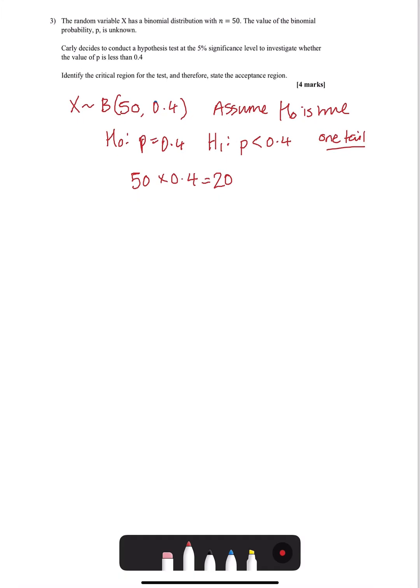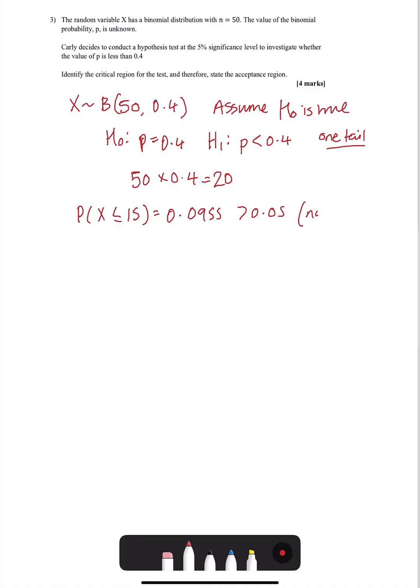So we want to find some values that are definitely less than 20 to see if they are actually significant. So the first thing we will try is, I'm just going to try 5 less. It might not work, but I'm going to try X is less than or equal to 15. That gives me 0.0955. Well, that's greater than 0.05, so it's not significant. Okay, let's go a bit lower then. So let's try 12. That is 0.0113. Okay, that is significant.